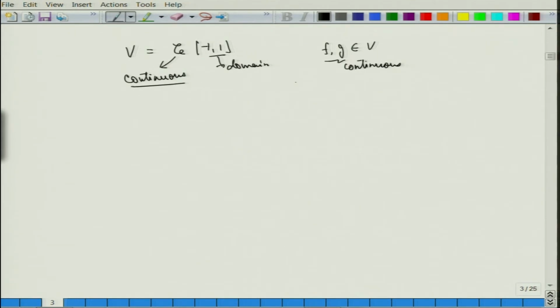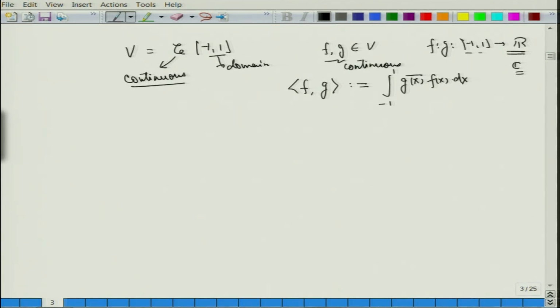I can define the inner product of f and g as follows. f and g are functions from [-1, 1] to R. If it were over complex numbers, you could still do it, but we will have to change it according to the definition. So this is equal to the integral, the domain is -1 to 1, so the integration is from -1 to 1, of g(x) bar f(x) dx.